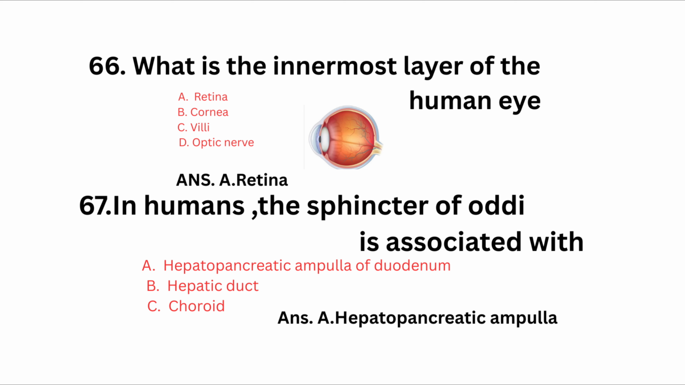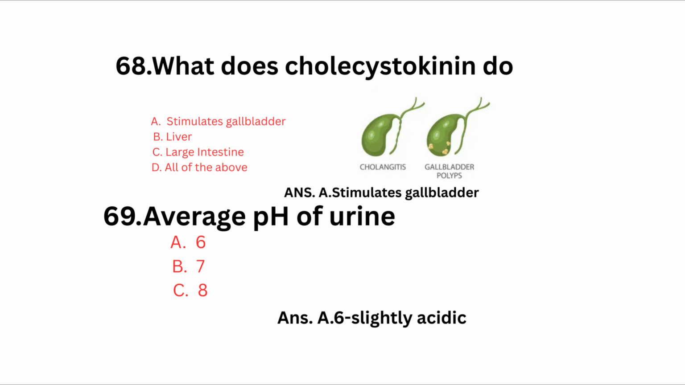66. What is the innermost layer of the human eye? A. Retina, B. Cornea, C. Villi, D. Optic nerve. Answer is A. Retina. 67. In humans, the sphincter of Oddi is associated with A. Hepatopancreatic ampulla of duodenum, B. Hepatic duct, C. Choroid. Answer is hepatopancreatic ampulla. It's basically connecting the liver and the pancreas. It's somewhere the name suggests.